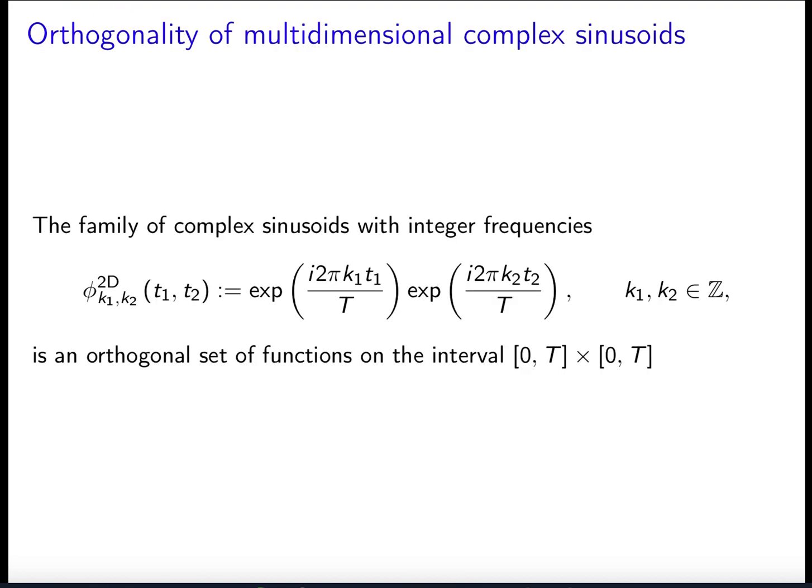So it turns out that this family of complex sinusoids, where k1 and k2 are integers and the frequencies are given by k1 over t in one direction and k2 over t in the other direction, so the frequency is actually a vector that has entries k1 over t and k2 over t, in that case, these are an orthogonal set of functions on this rectangle 0,t by 0,t. Okay, this might not be too surprising because we know that in one dimension each of them are orthogonal basis functions for the interval 0,t.